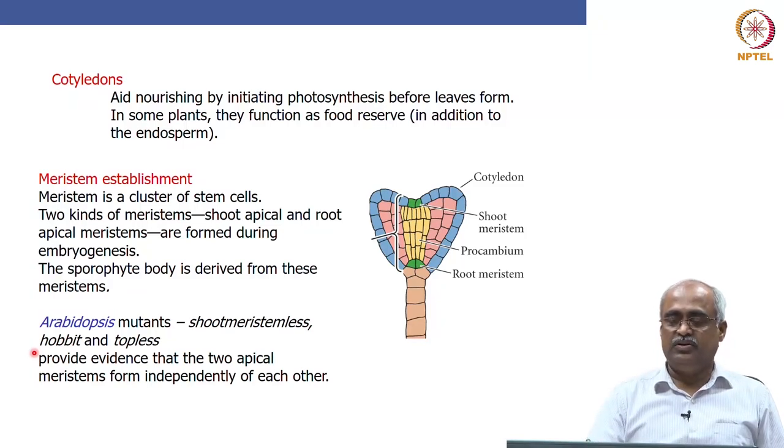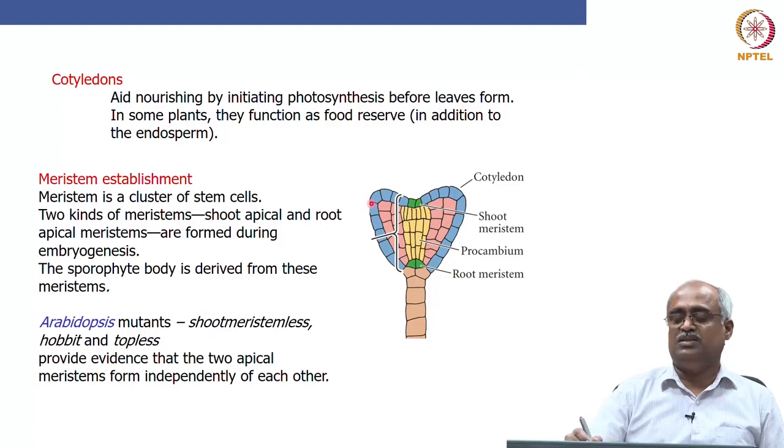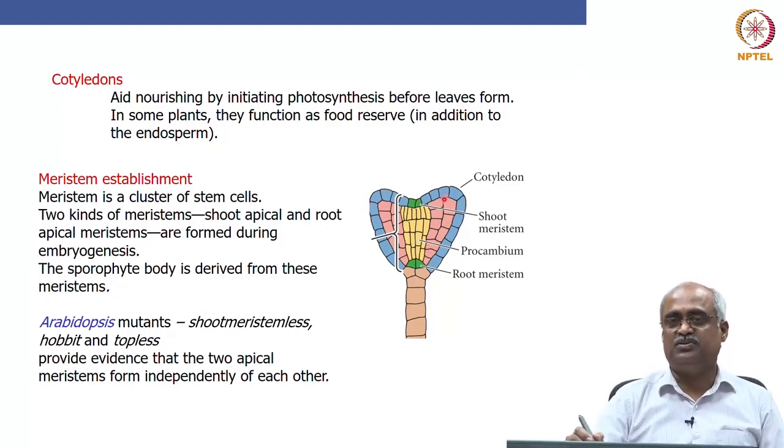So today we continue from there. I told you that the transition from globular to the next stage, that is the heart shaped stage, is made obvious by the formation of the cotyledons. When the cotyledons start to form, the globular shape changes into a heart shape because of these two protrusions.